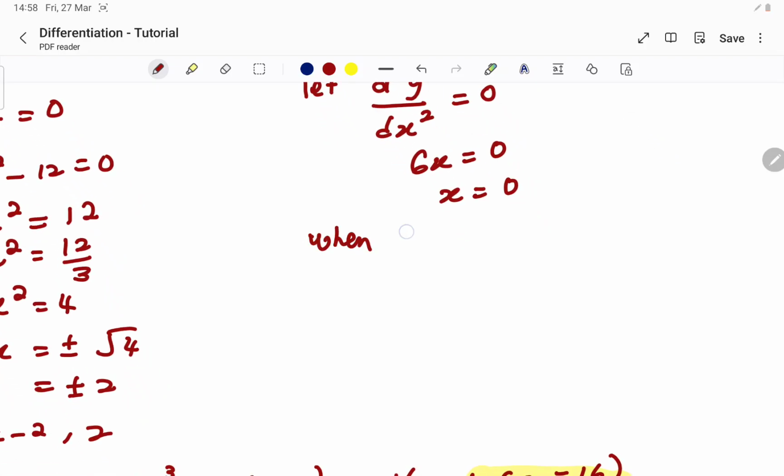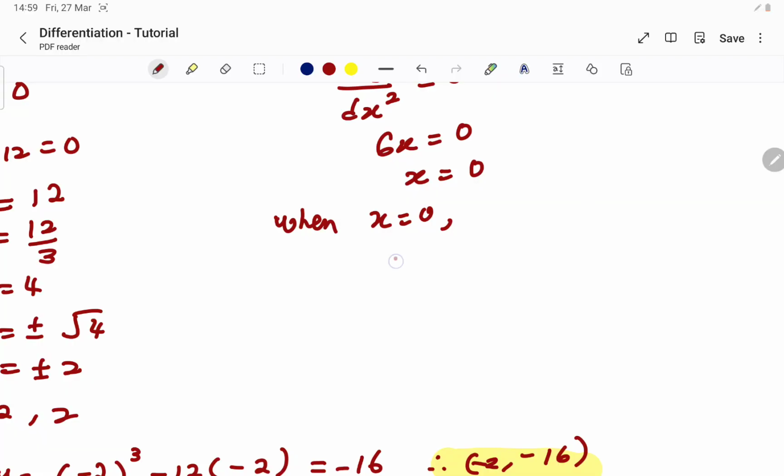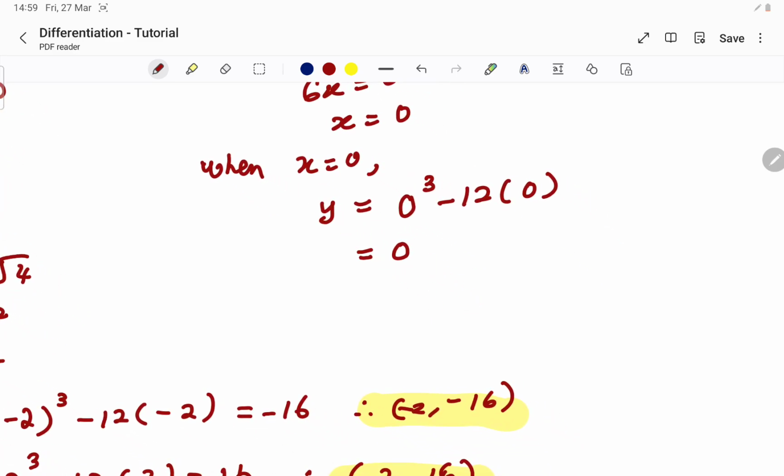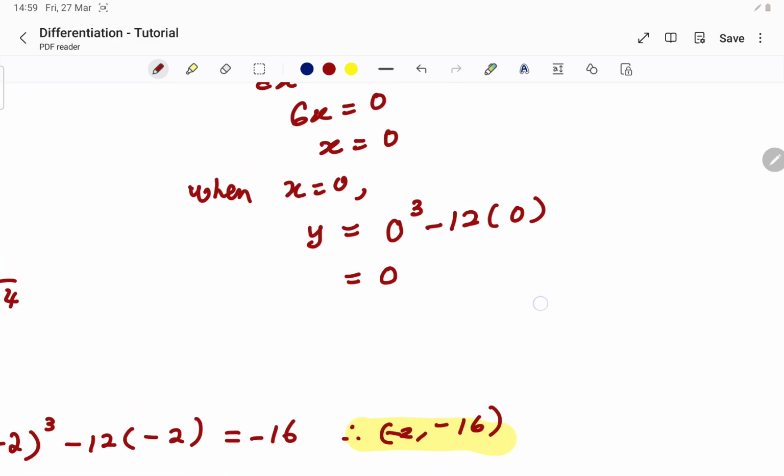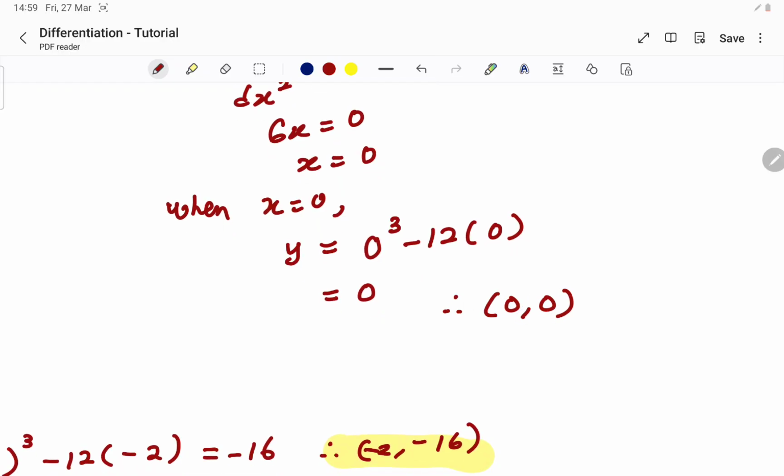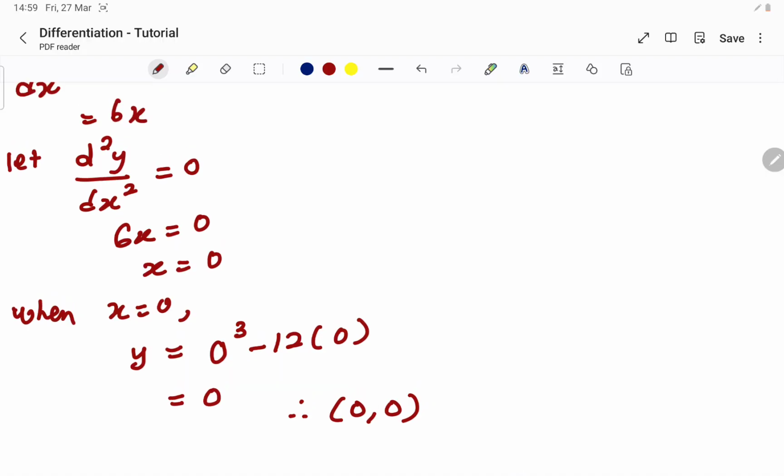So when x is equal to 0, what is the value of y that you have? y is equal to x cubed minus 12x, right? So 0 cubed minus 12 multiplied by 0, y is equal to 0. So here we have to check whether this is an inflection point or not. Okay, so you have a point 0, 0. We don't know whether it is an inflection point or not, so you differentiate the third time.